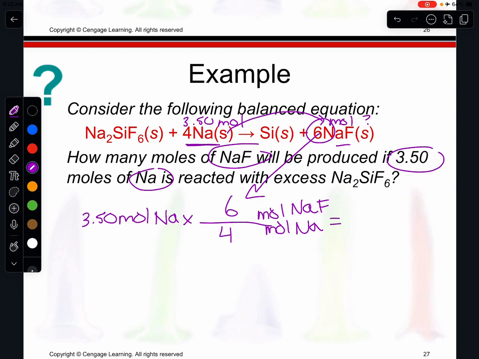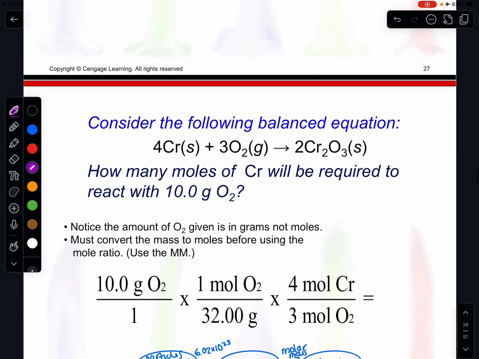So the math that we can do for this one is we can take 3.50. We can then go ahead and multiply it by 6, divide it by 4, and get a 3 sig fig answer of 5.25 moles. But that's not only your answer. You have to write NaF. When you change identities in stoichiometry, you have to be writing unit and identifier.